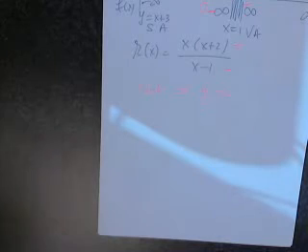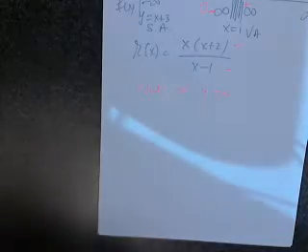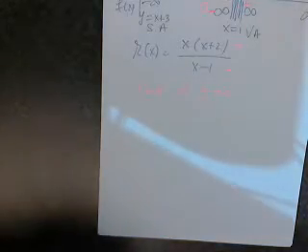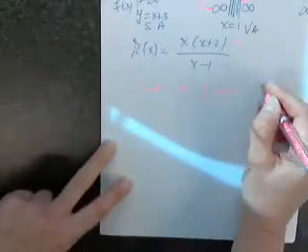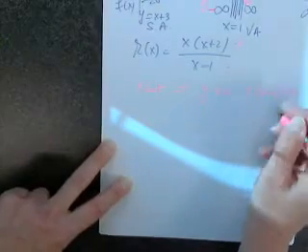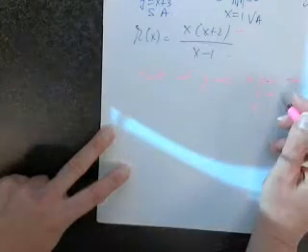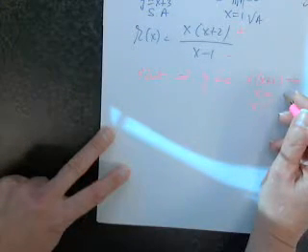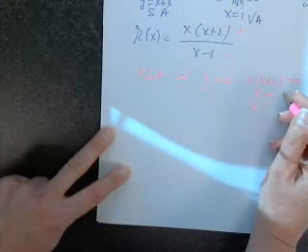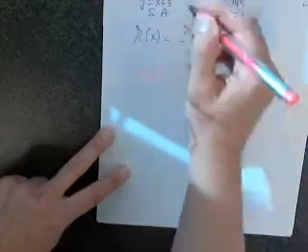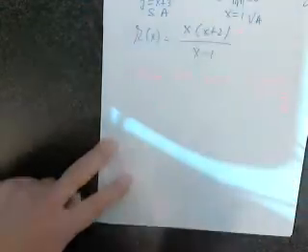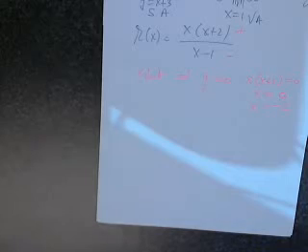When is a fraction 0? A fraction is 0 when the top is 0, and the top is x times x plus 2 equals 0. So how many options are there? Yes, one option is negative 2 and 0.